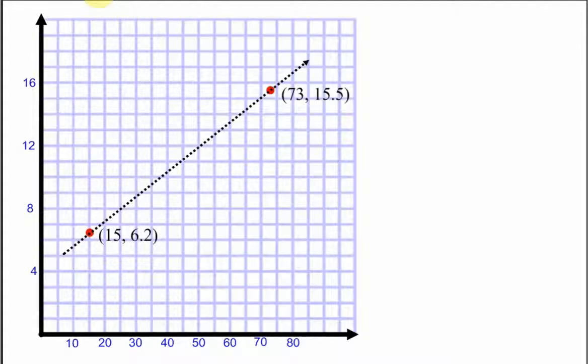Okay, so here we see a graph with a line on it. And notice that it's heading in a positive trend, or in a positive direction. We want to find the slope of this line. So there are two ordered pairs that have been identified that are on this line.